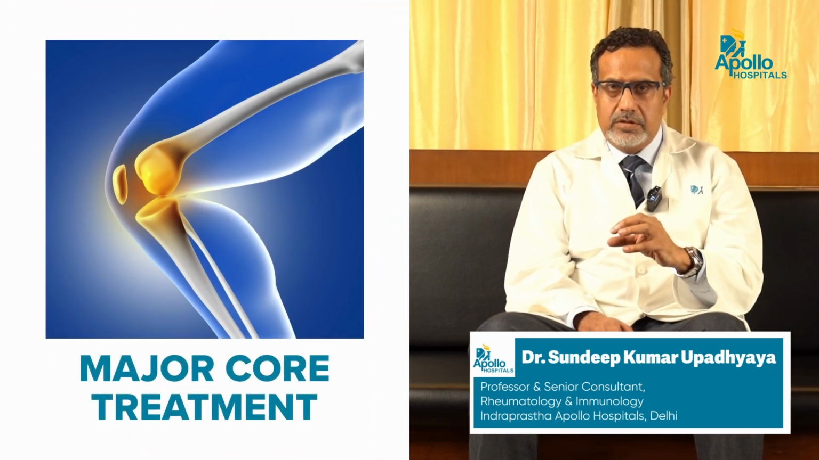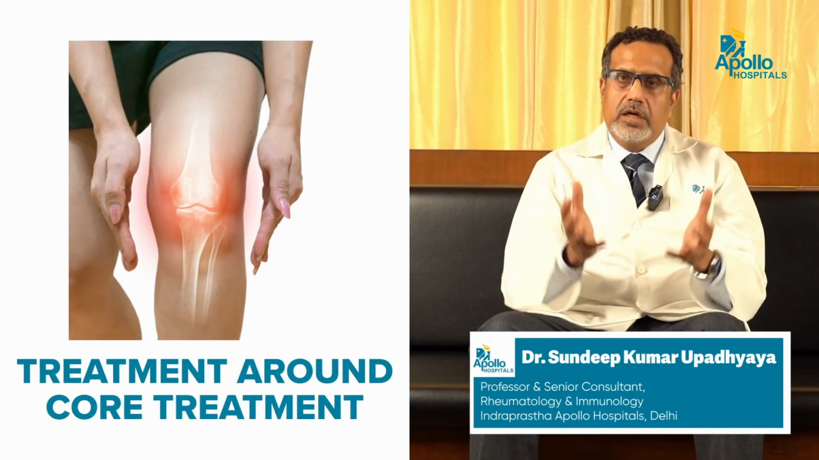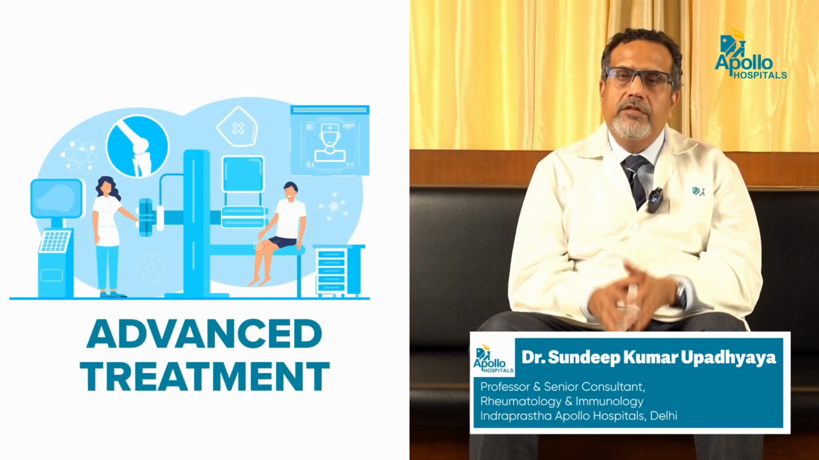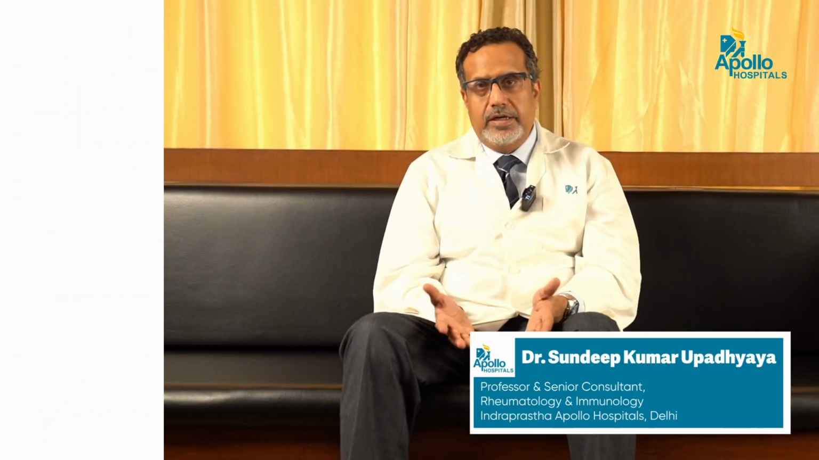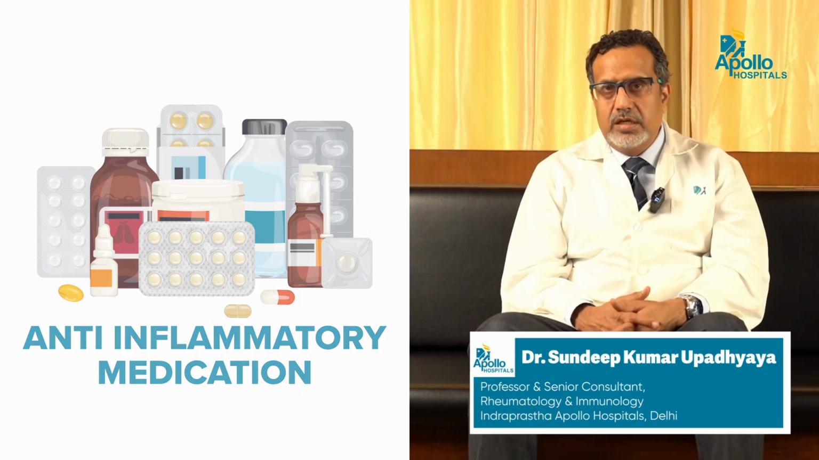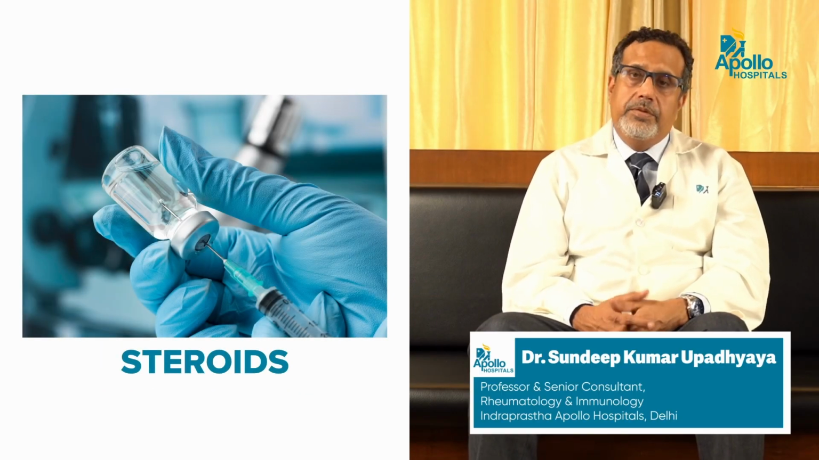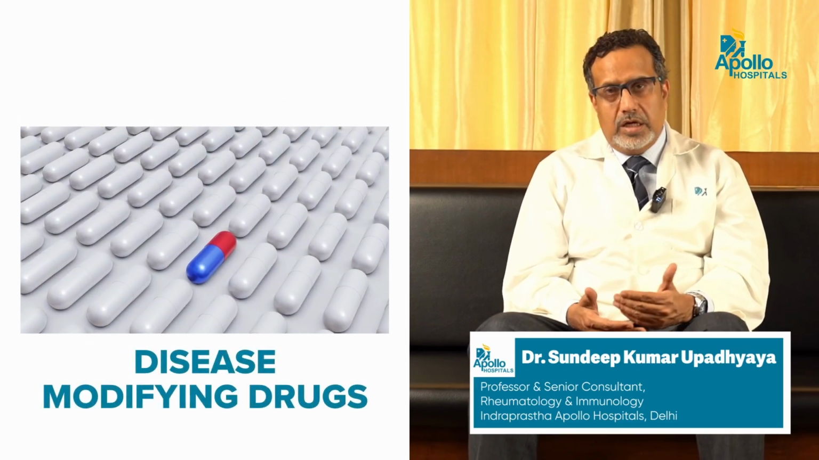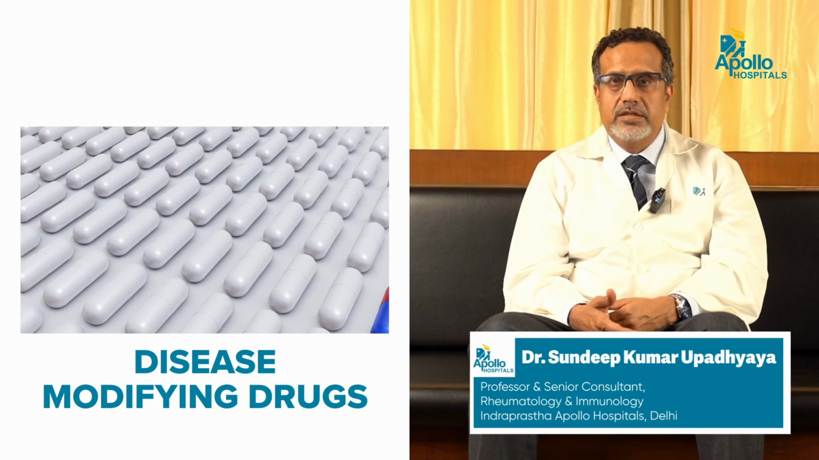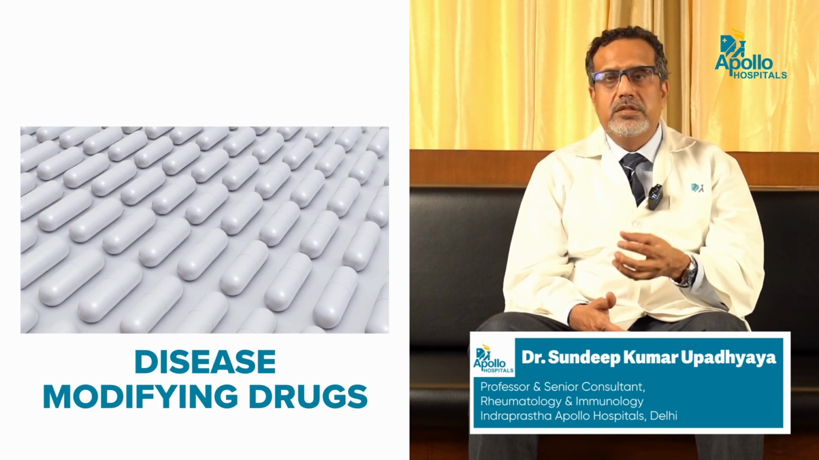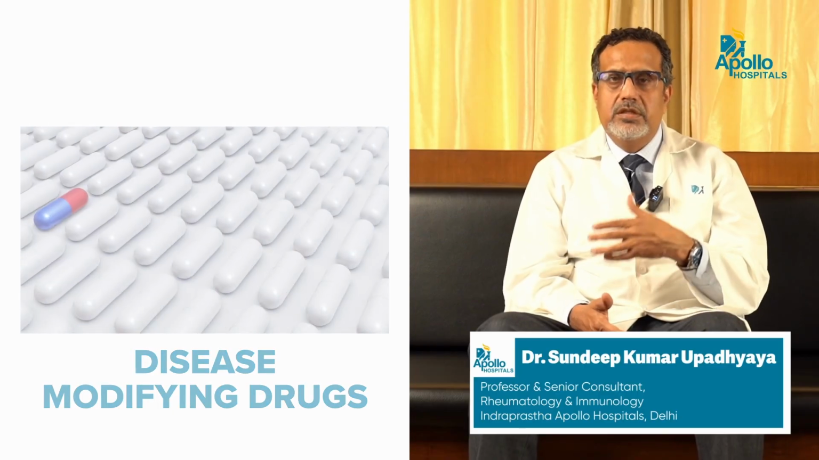Treatment of arthritis can be broadly classified into its major core treatment, number one. Number two, the treatment around the core treatment. And finally, advanced treatment. So there is a network or a hierarchy of treatment. The most common treatment for arthritis includes anti-inflammatory medications, sometimes steroids. Then beyond that, there is treatment in the form of disease-modifying drugs, simple medications made in the past 50, 60, 70 years for controlling joint inflammation.